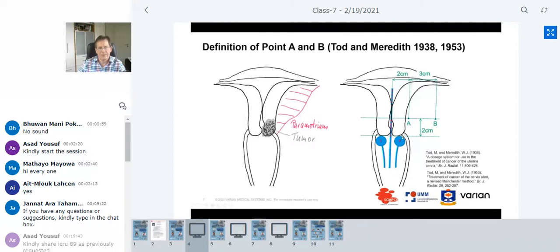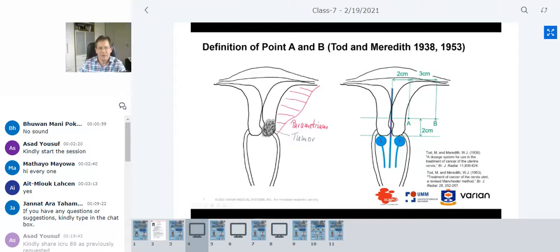But with the newer developments of the Fletcher applicator years later, this applicator is more flexible. And if you have, let's say, the cervix more protruded into the vagina, then you can imagine that your ovoids come closer to point A. So point A comes more into the high dose region. And that is something that you need to consider if you use this point A and point B dosimetry system. Point B is actually indicating the region of the pelvic lymph nodes.